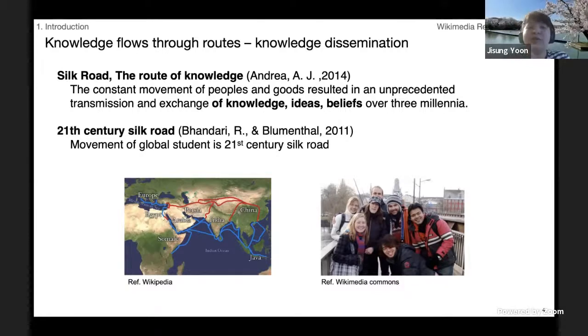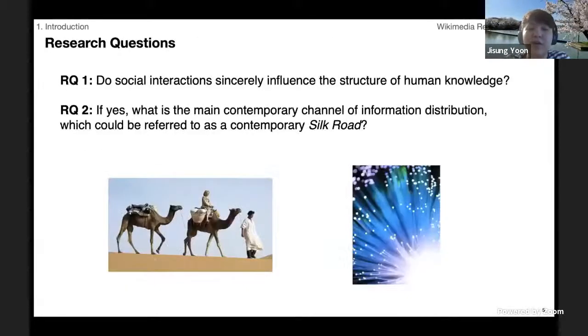So based on these findings, in this study we will try to answer two questions. The first question is: if the knowledge structure is different by language usage group, does social interaction improve the structure of human knowledge? And if the answer is yes, what is the main contemporary channel for knowledge distribution? Does it combine the geographical barrier, on the left side of this figure, or is it online-based? This is our main question in this research, and we try to find the contemporary Silk Road of the 21st century.